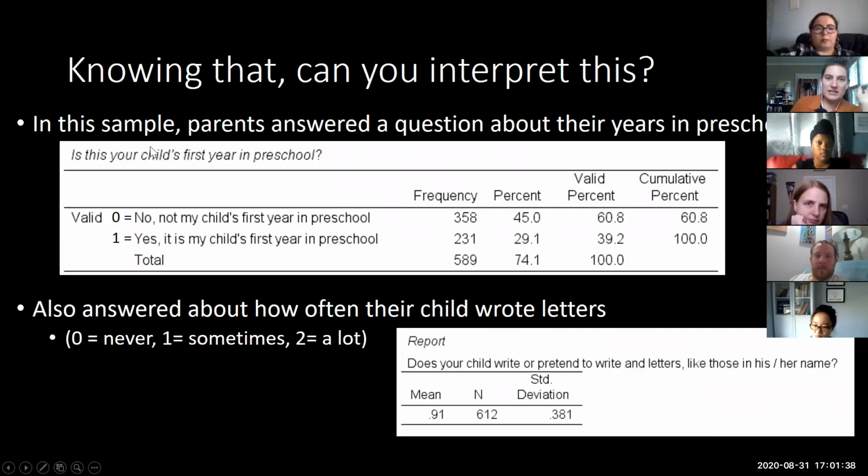So I'm going to take that idea of the feedback example and move it to a new scenario. Here's my new scenario. I have given a survey to some parents and I've asked them whether this is their child's first year in preschool. So these are preschool aged kid parents. And so they could answer one of two ways. They could say, no, this is not my child's first year in preschool. Or they could say, yes, this is my child's first year in preschool.